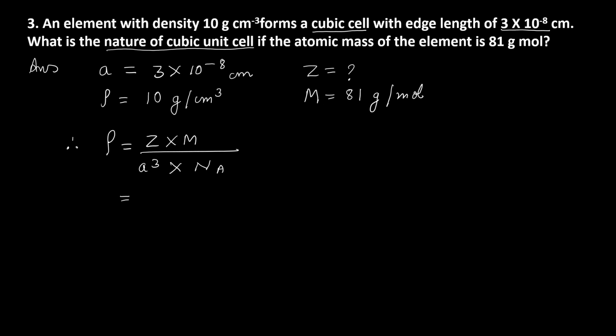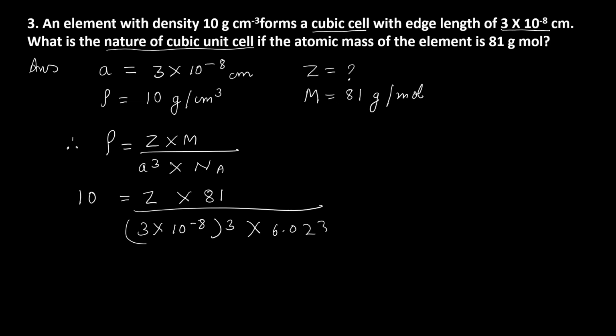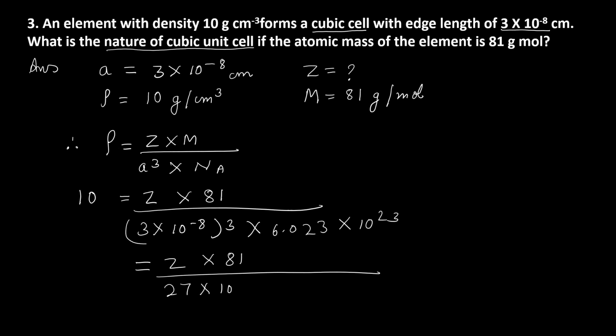Now Z in this case you have to calculate. Molecular weight 81 is given to you, density 10 is given to you. Now 3 into 10 raised to power minus 8 whole cube into 6.023 into 10 raised to power 23. Now Z into 81 upon this; this becomes 27. This becomes 27 into 10 raised to power minus 24, and this is 23. So this is minus 24 plus 23, so it becomes minus 1, into 6.023.